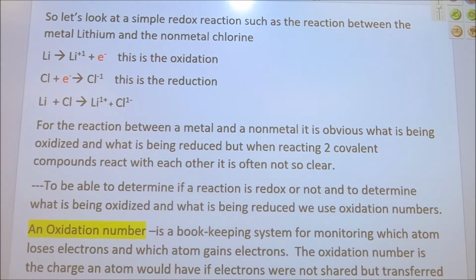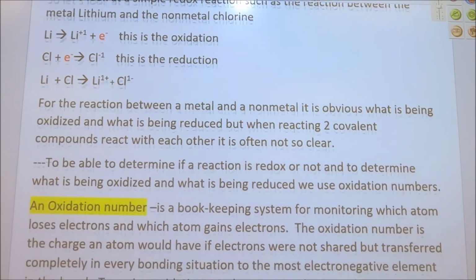So anytime we have a reaction between a metal and a nonmetal, it is a very obvious redox reaction. And it's easy to decide who's undergoing oxidation and who's undergoing reduction. The metal is always going to undergo oxidation. The nonmetal is always going to undergo reduction. But sometimes it's not so clear. We might be reacting two covalent compounds together, and there aren't ions formed, so we need to be able to determine if oxidation and reduction are going on.